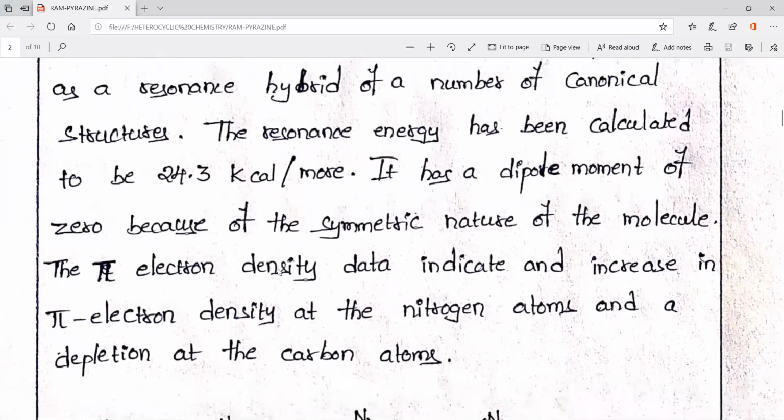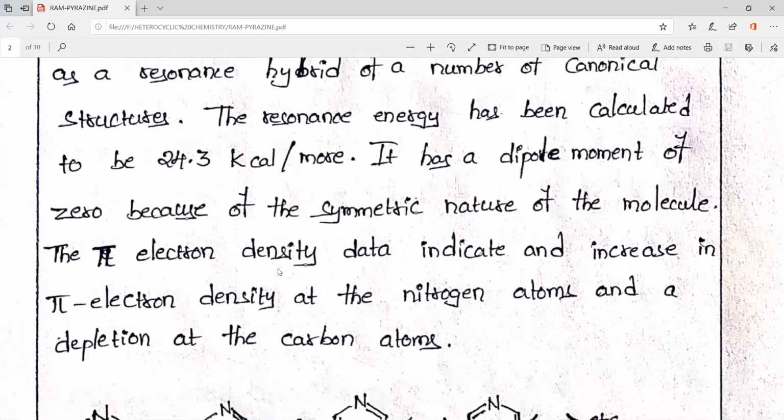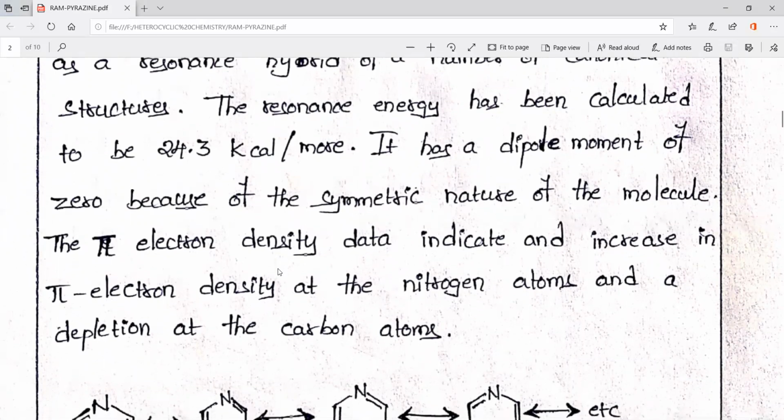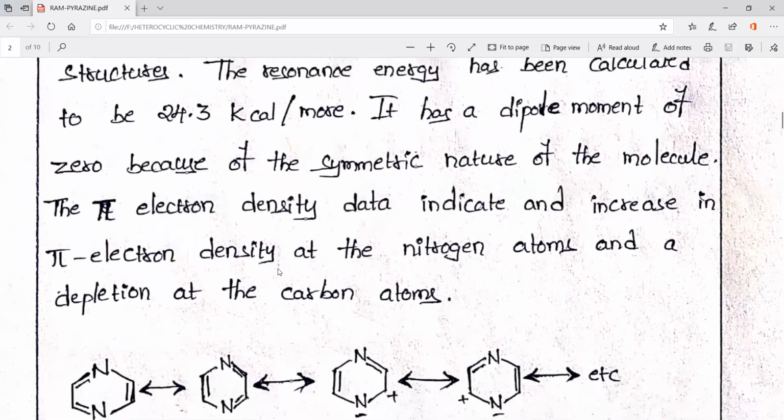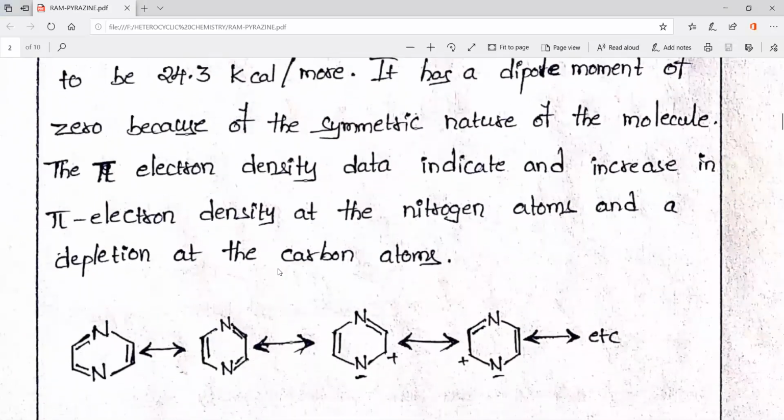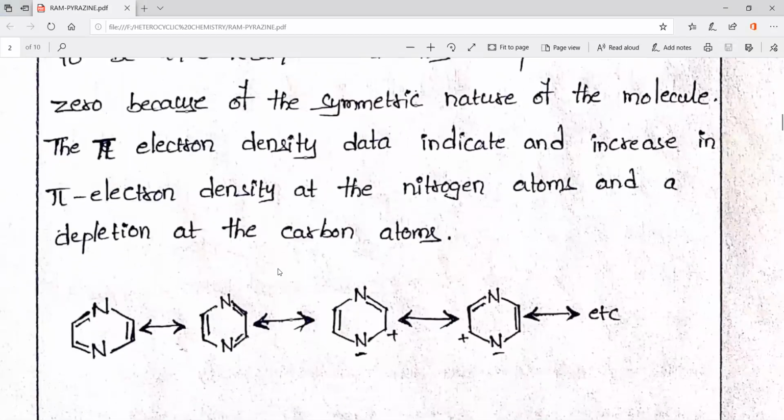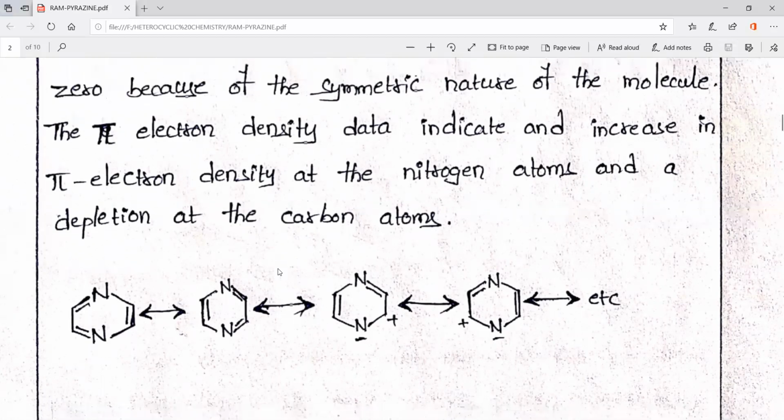The pi electron density data indicate an increase in pi electron density at the nitrogen atoms and a depletion of pi electron density at the carbon atoms. The nitrogen atoms that are present in pyrazine are electron withdrawing in nature. Therefore, the carbon atoms will become pi electron deficient, whereas the nitrogen atoms become pi electron rich.